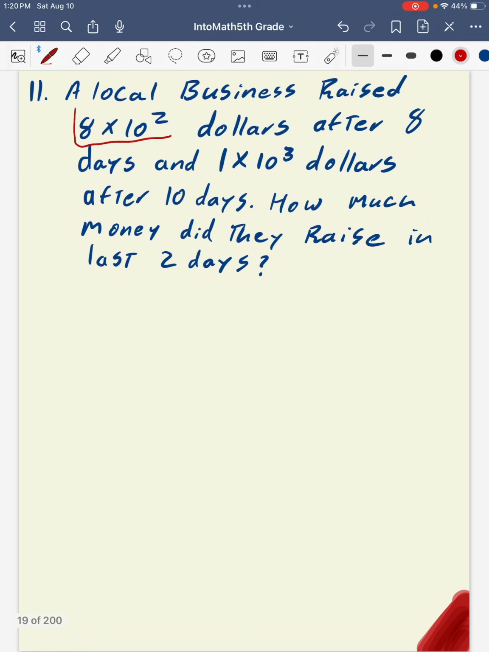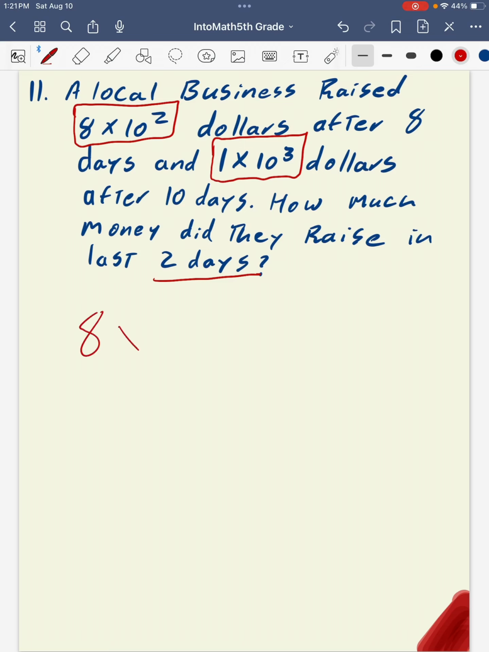For this problem, we need to first identify what is the value of 8 times 10 to the second, which they've earned in the first 8 days. And we need to find what is the value of 1 times 10 to the third power, which is their total after 10 days. Then we need to figure out what the difference is between the last 2 days.